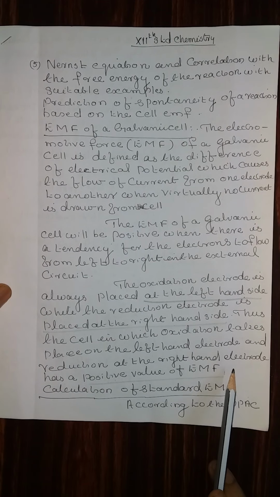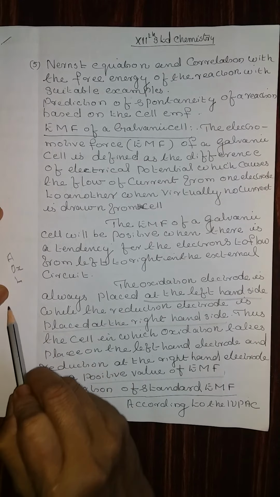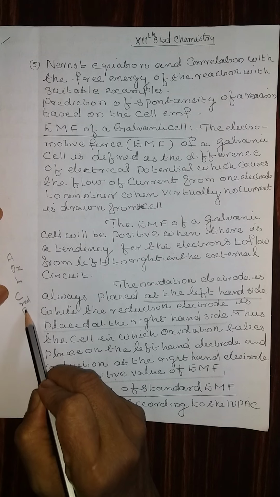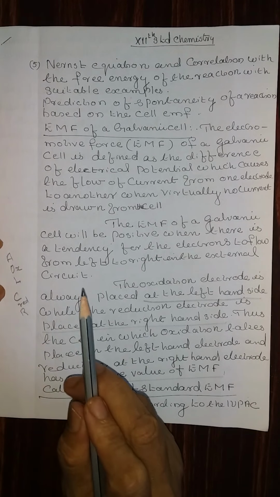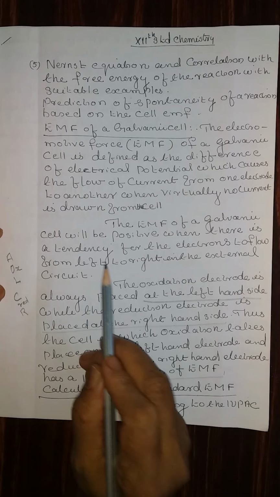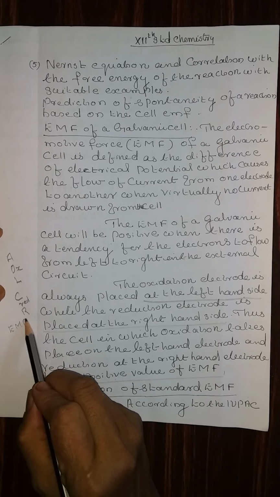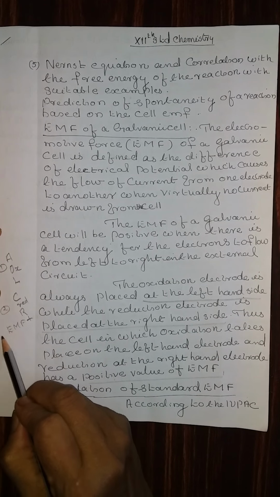These are the three conditions. Always remember the anode, the oxidation electrode, is to be kept at the left, and the cathode, the reduction electrode, is to be kept at the right. In that case, if the current is flowing or the electrons are flowing, the EMF of the cell will always be positive. These are the main important three points.